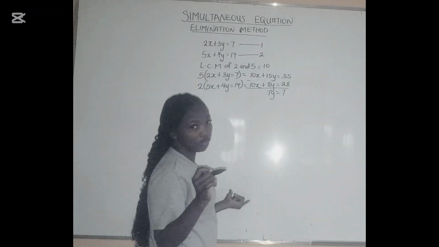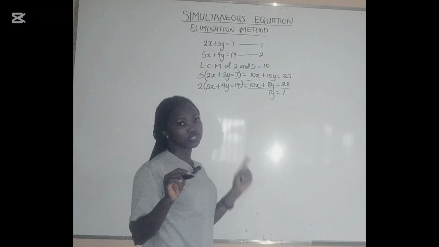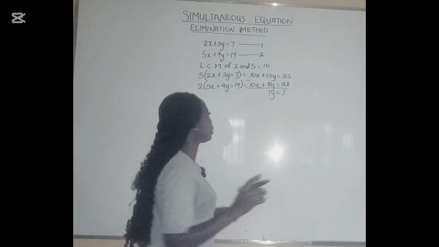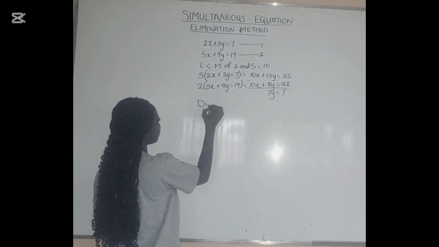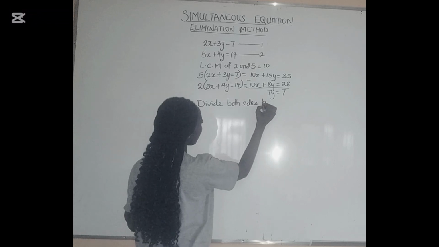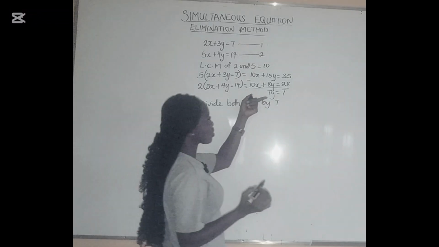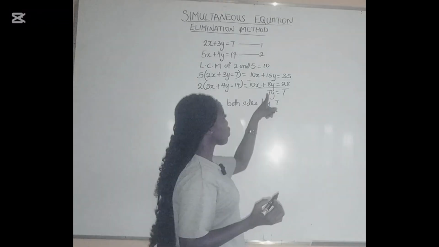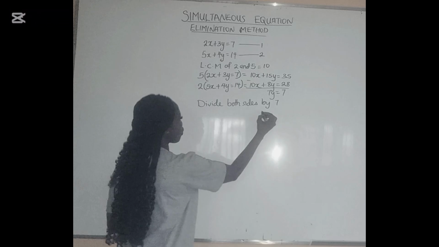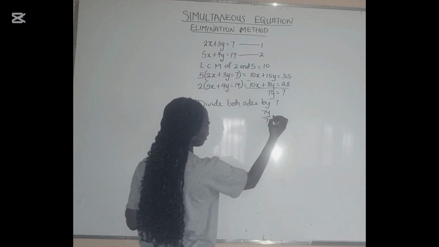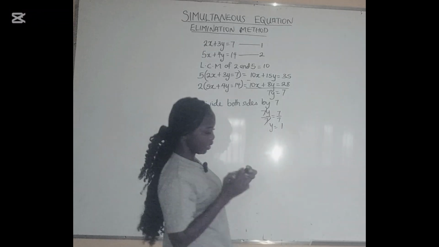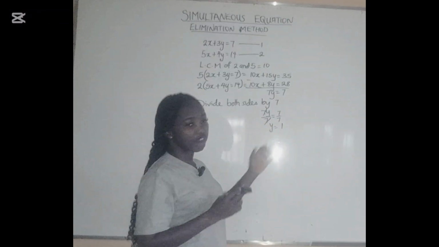If you don't know how to solve algebra, you can go to my video on algebraic simplification and also solving simple algebraic equations. Now we divide both sides by 7 because we want to get the value of y. So we are dividing by the coefficient of y, which is 7. So we have 7y over 7 equal to 7 over 7. Therefore, my y is equal to 1. So I've gotten the value of y.